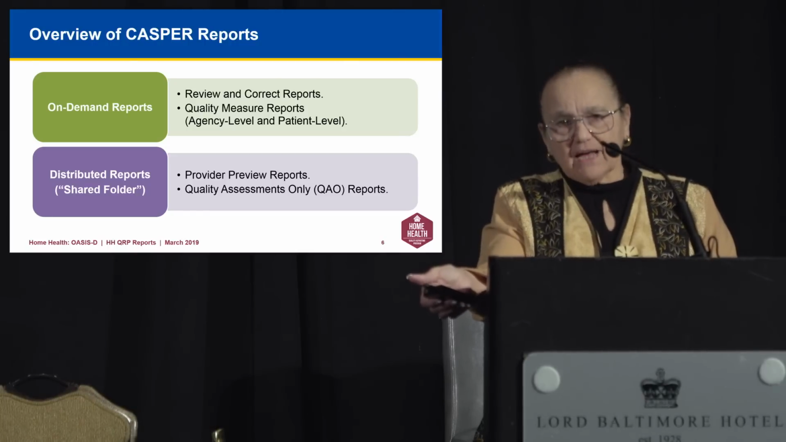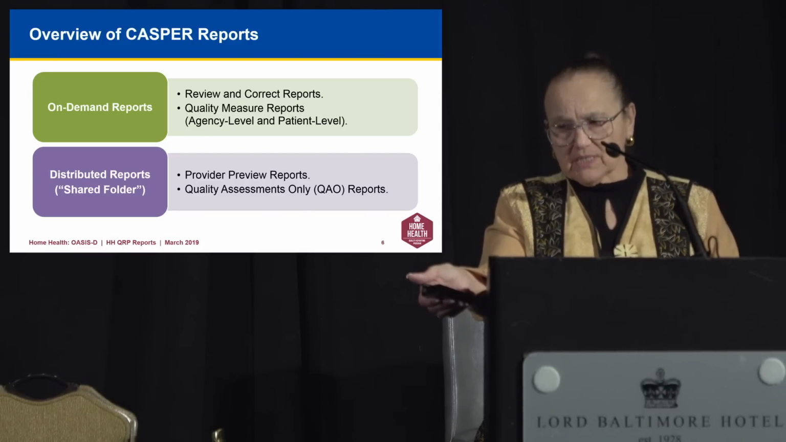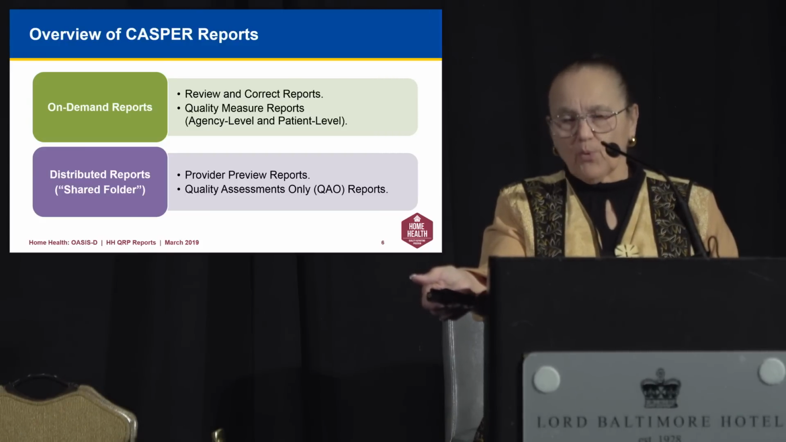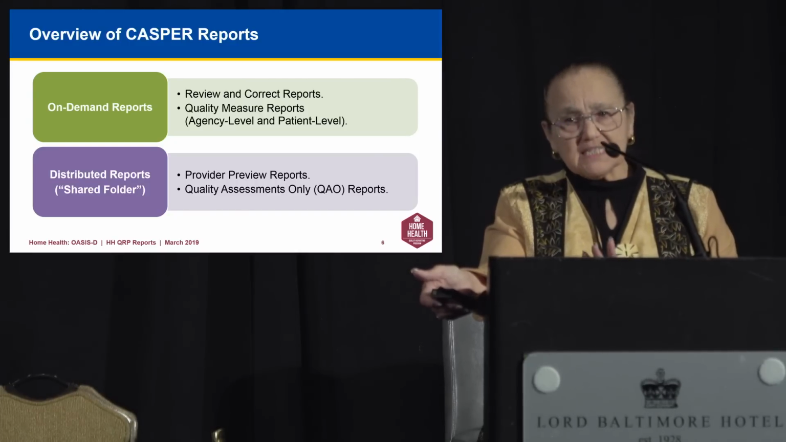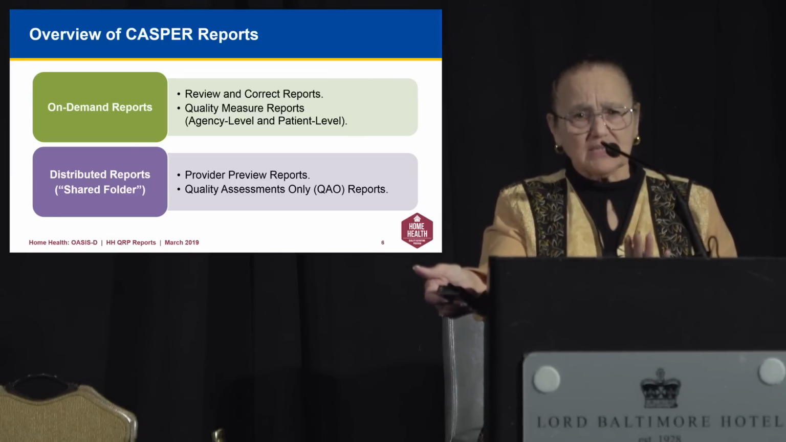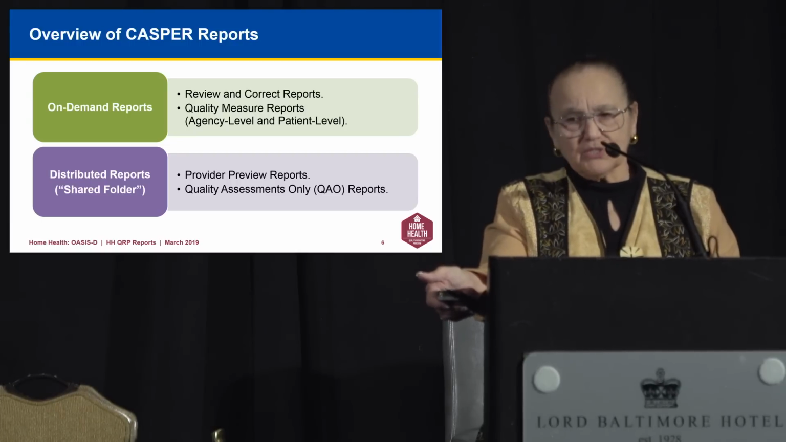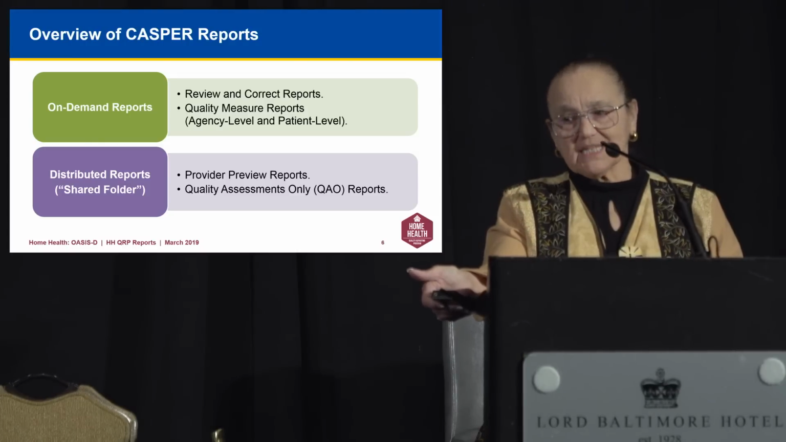CASPER reports can actually be divided into 2 groups. There are on-demand reports. This includes the review and correct reports and the quality measure reports that exist both at the agency level but also at the patient level. And this is where you're going to do your best gold mining and digging around to find out exactly what's going on. Then there are the shared folder distributed reports. These are provider previews so that you can see what's coming, and the QAO reports.